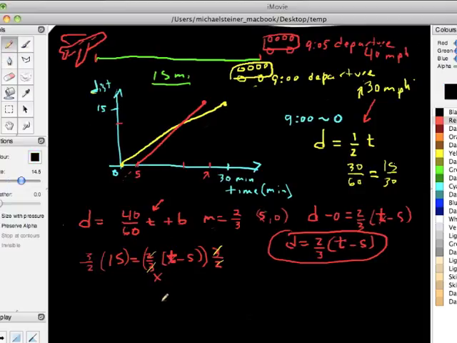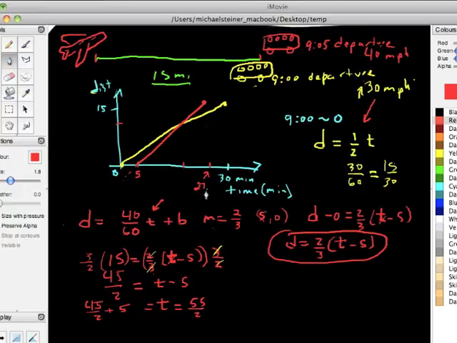Okay. So multiplying by 3 halves, we get 3 times 15 divided by 2. That's 45 halves. 45 halves is equal to t minus 5. So t is equal to 45 halves plus 5, and I'll just work this way for a second. 5 is the same as 10 halves. This is 55 halves. So this is going to be roughly 27.5. It's not roughly, it's exactly 27.5 minutes when we reach our destination.